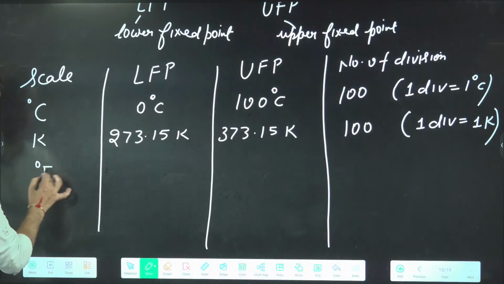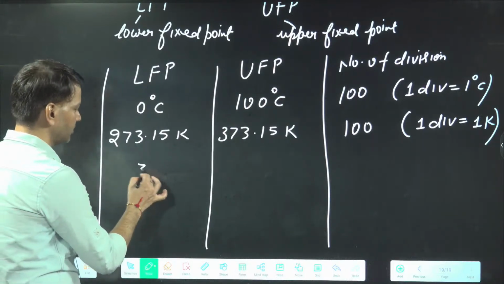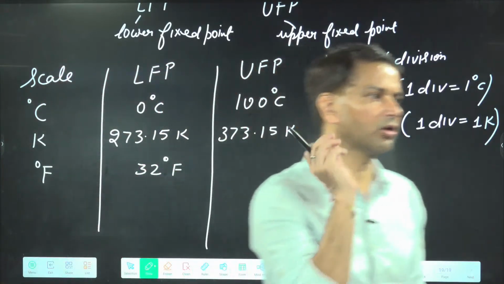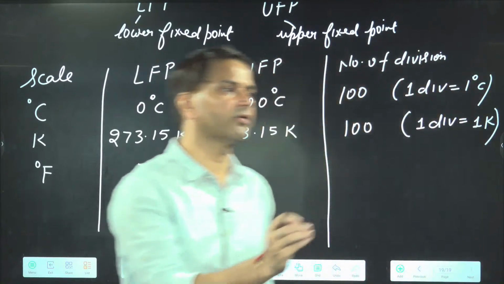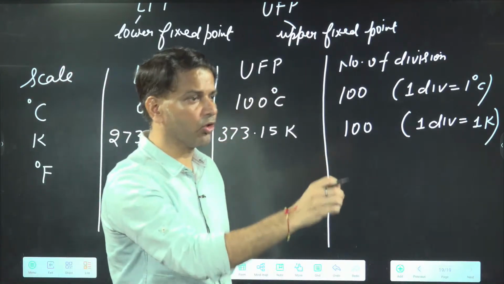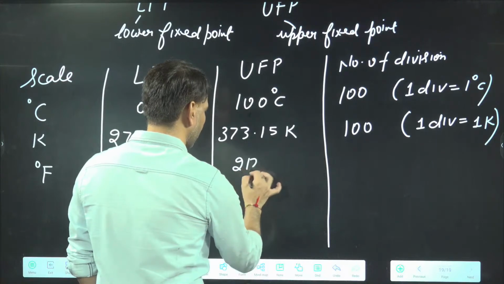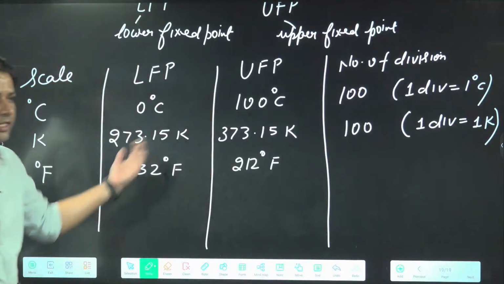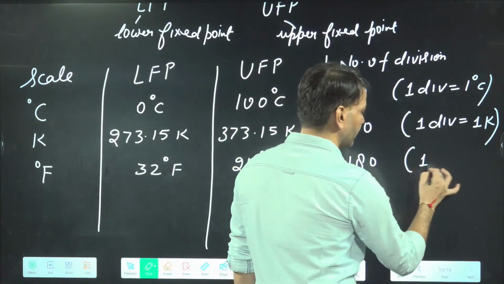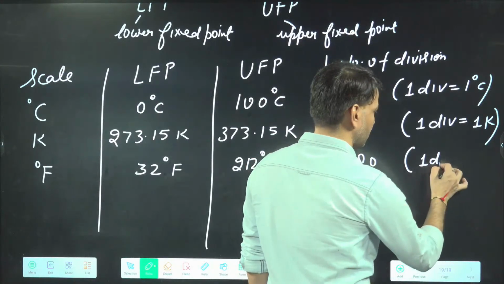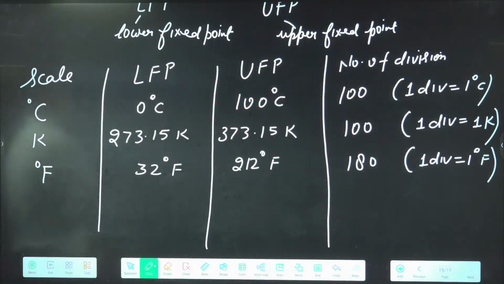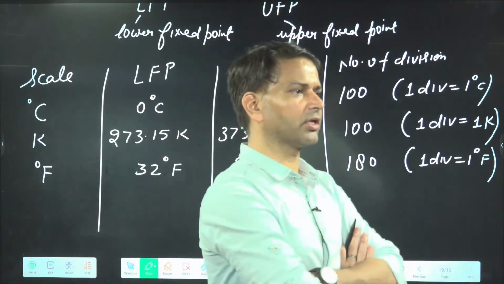Then the Fahrenheit scale, the lower fixed point is what? 32 degrees F. Meaning if I put a Fahrenheit thermometer in ice, what will it show? It will show 32 degrees F. And if I put the Fahrenheit thermometer in boiling water, it will show 212. What is the difference in temperature? 212 minus 32, that is 180. So the total number of divisions will be 180. And one division, what will you have? 1 degree F. So these three only we have to learn. Reaumur and Rankine, that is not required.